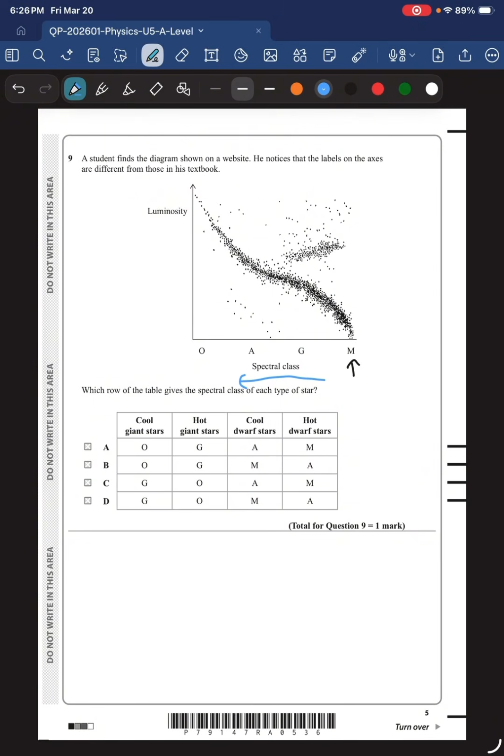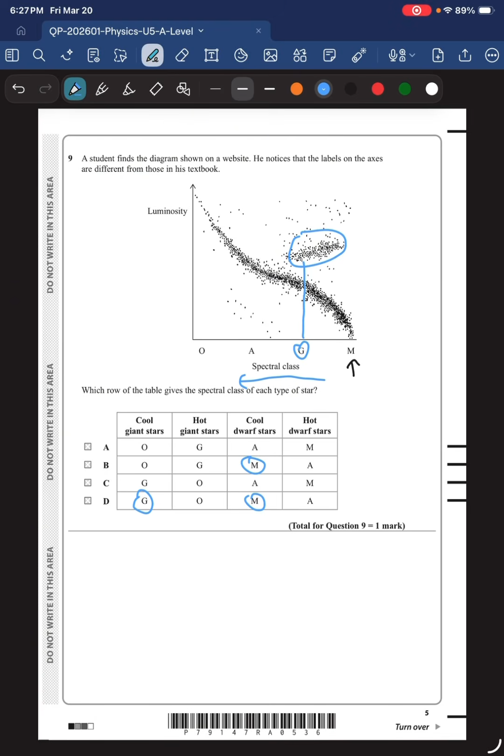So the correct answer is either B or D. Okay, now let's examine G. G is what kind of star? They mean this cluster up here. Okay, so this cluster up here are cool giant stars. So this corresponds to the row D pretty much of the table.